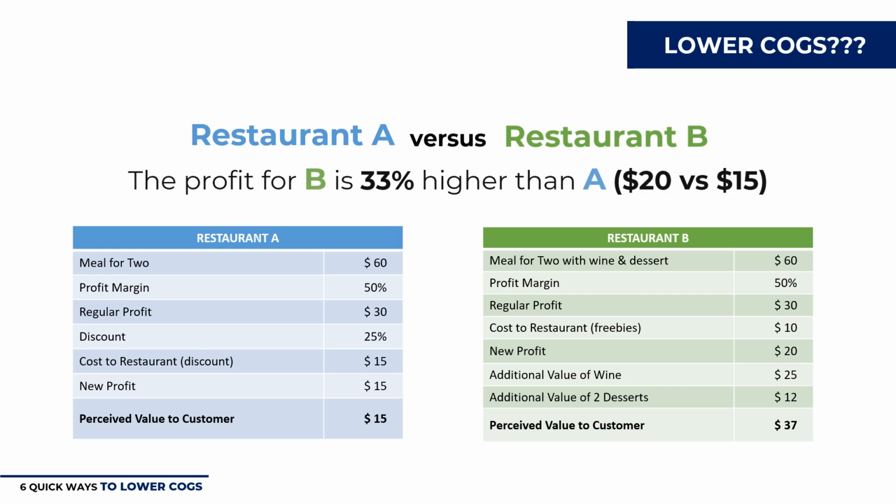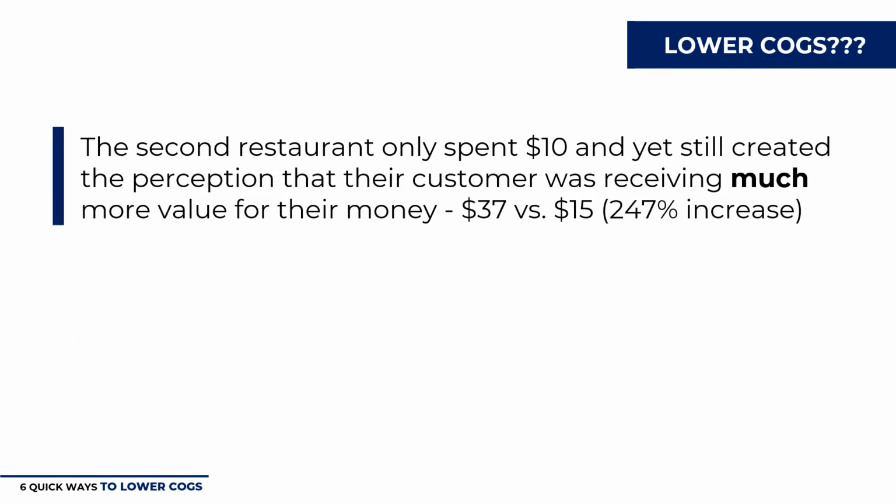So the profit for Restaurant B is 33% higher than A, $20 versus $15, but look at the perceived value from the eyes of the customer. The 25% discount offered by Restaurant A has a $15 perceived value, while the wine and dessert offerings have a $37 perceived value. The second restaurant only spent $10 and yet still created the perception that their customer was receiving much more value for their money, $37 versus $15. In terms of value, that's a stunning 247% value increase over Restaurant A.